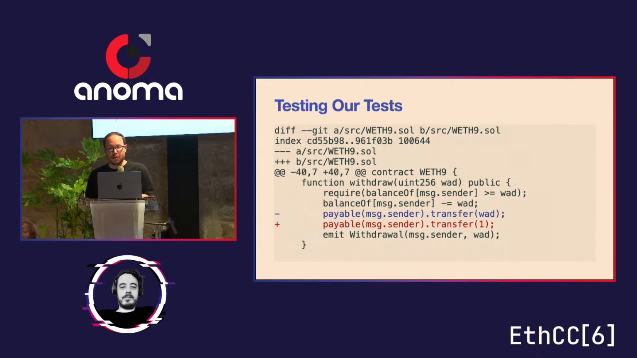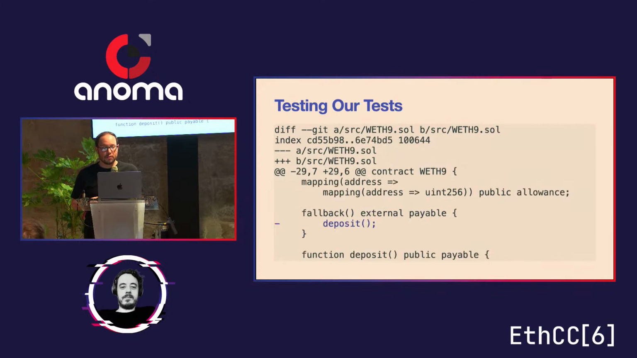So yeah, here are a few other bugs we might introduce. We'll change withdraw to just send back one wei instead of the full amount. Here's one where we'll remove the call to deposit from the fallback, so it's not actually invoking that anymore.